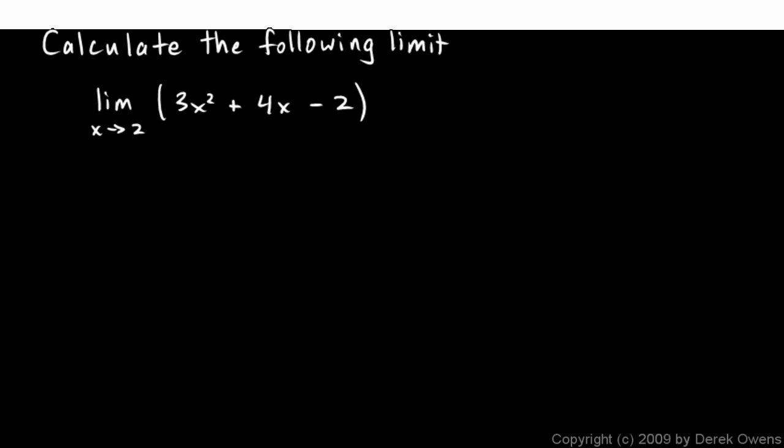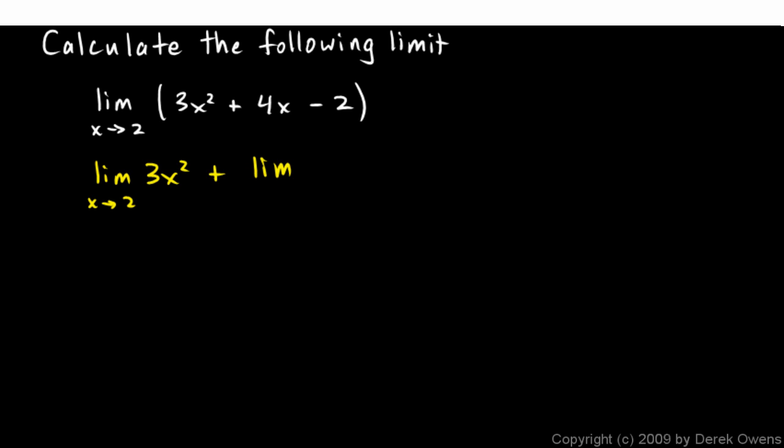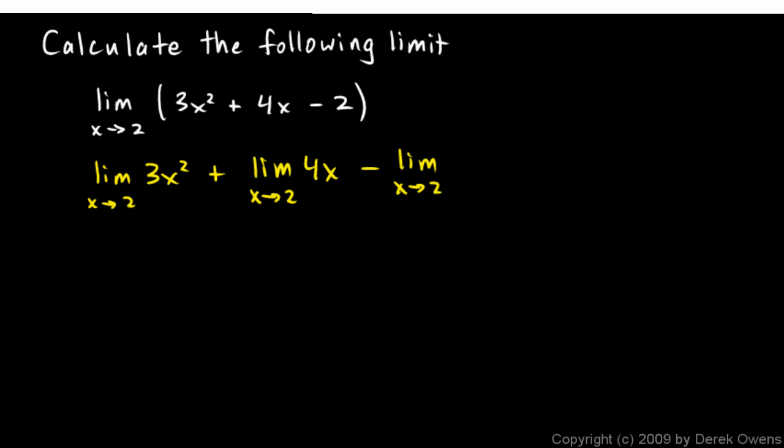So I want to calculate this limit, and I first note that this polynomial is 3 terms. And so this limit can distribute across these 3 terms. So I'll do that as my first step. This is going to equal the limit as x approaches 2 of 3x squared plus the limit as x approaches 2 of 4x minus the limit as x approaches 2 of 2. And I can do that because limits distribute over addition.